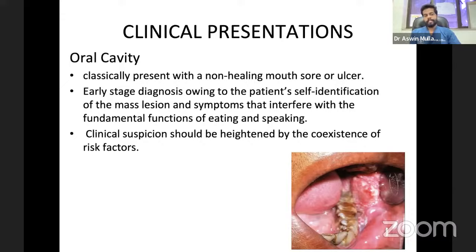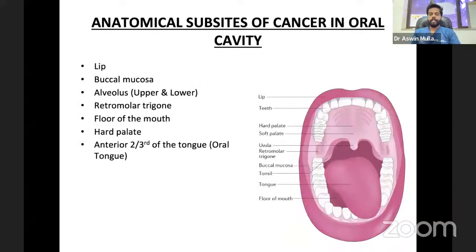So in those cases, we can have an early diagnosis in the oral cavity. Another thing is clinical suspicion of any lesion of the oral cavity. We should take a proper case history of the patient's adverse and deleterious habits, and we have to correlate that with the lesion. Next, coming to the anatomical subsites of the oral cavity. The oral cavity is subdivided into subsites like lip, buccal mucosa, alveolus, retromolar trigone, floor of mouth, hard palate, and the anterior two-thirds of the tongue.